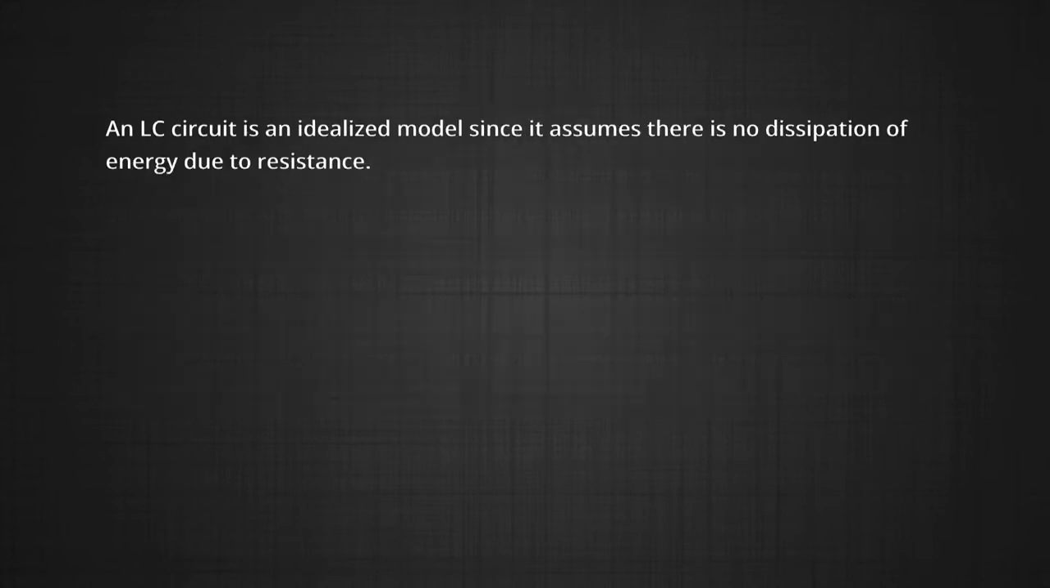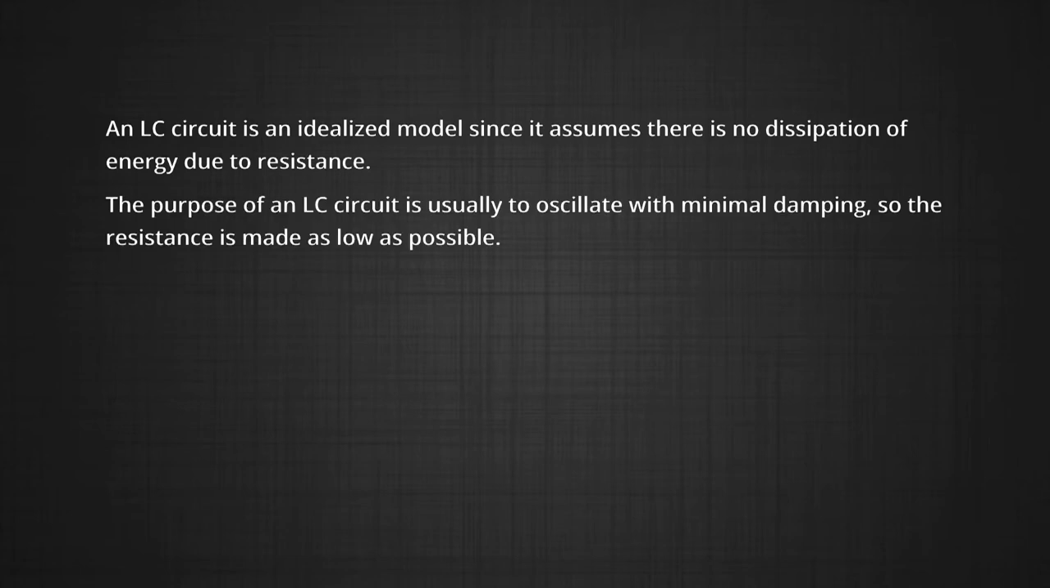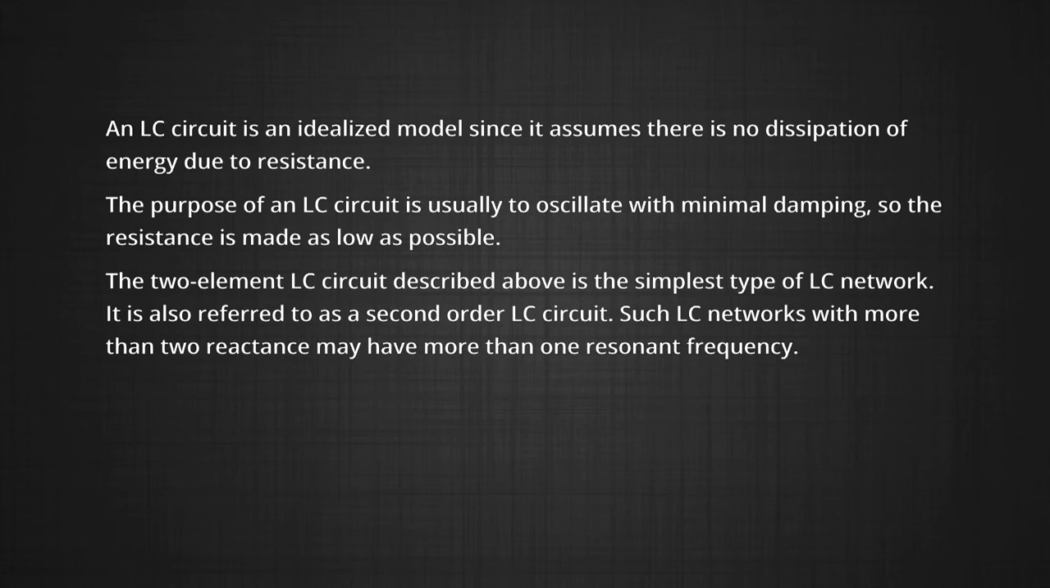An LC circuit is an idealized model since it assumes that there is no dissipation of energy due to resistance. The purpose of an LC circuit is usually to oscillate with minimal damping, so the resistance is made as low as possible. The two-element LC circuit described above is the simplest type of LC network. It is also referred to as a second order LC circuit. Such LC networks with more than two reactive elements may have more than one resonant frequency.